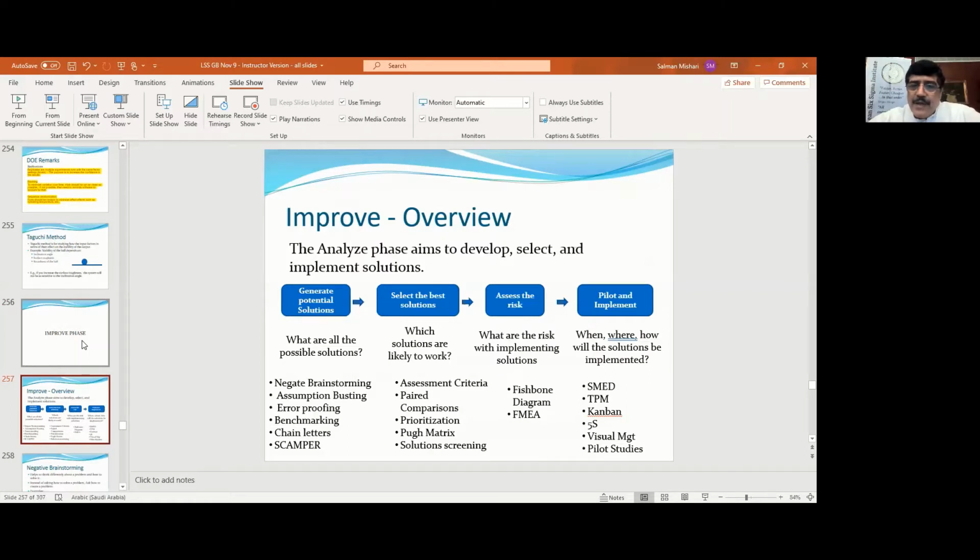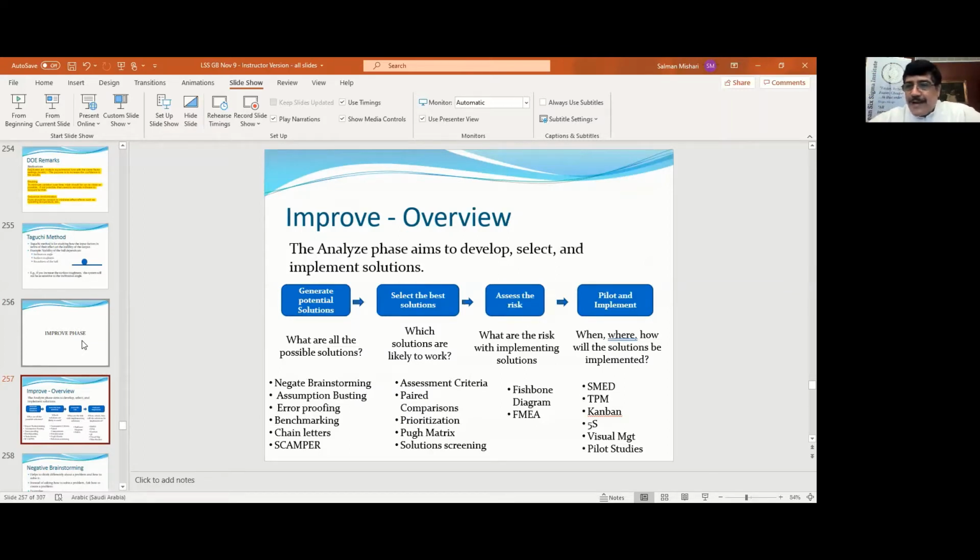So after you analyzed your problem, you now knew the important factors. You need to make improvements, and these improvement tools, to be honest, I don't see them as specific to Six Sigma. Many people use them, honestly, but they're good.